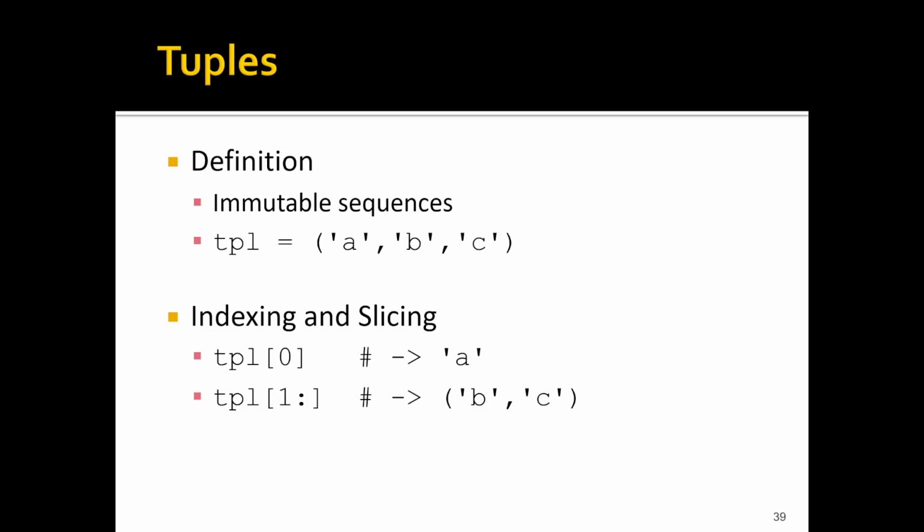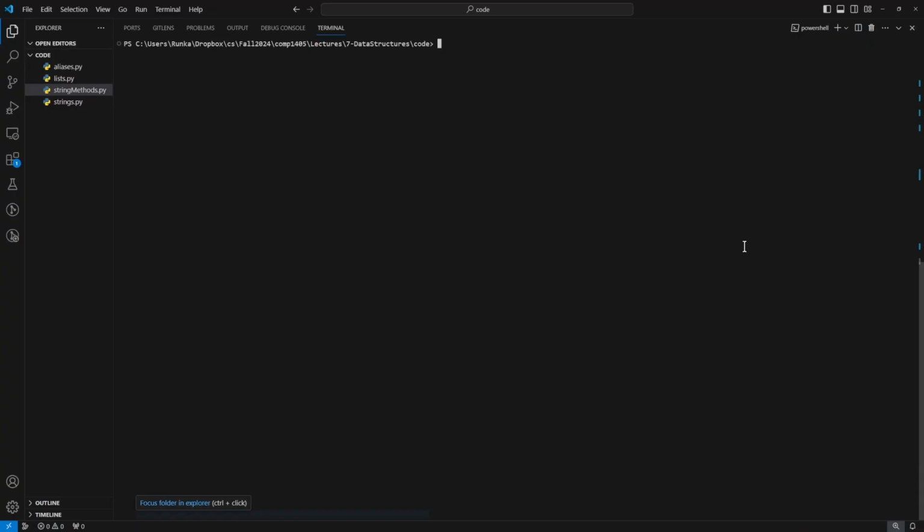The syntax for making a tuple is as follows. We use round brackets, and then we separate our items by commas. Then we can access and slice that tuple the same way we would with any list or string.